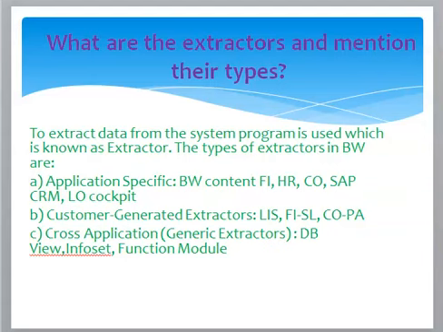What are the extractors and mention their types? Answer: To extract data from the system, a program is used which is known as an extractor. The types of extractors in BW are: application specific BW contents like FI, HR, CO, SAP CRM, logistics cockpit. Customer generated extractors: LIS, FI-SL, CO-PA. Cross application generic extractors: DB views, InfoSet, function module.